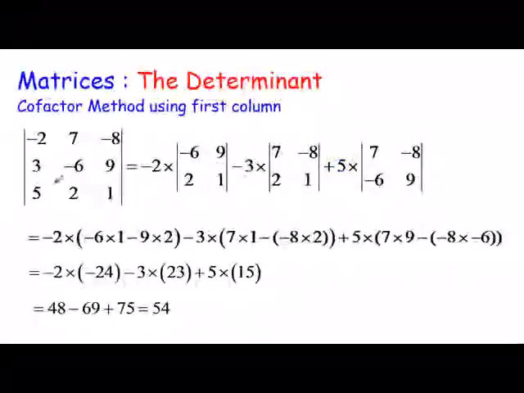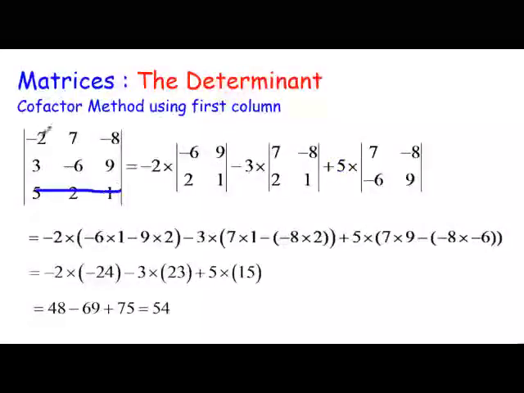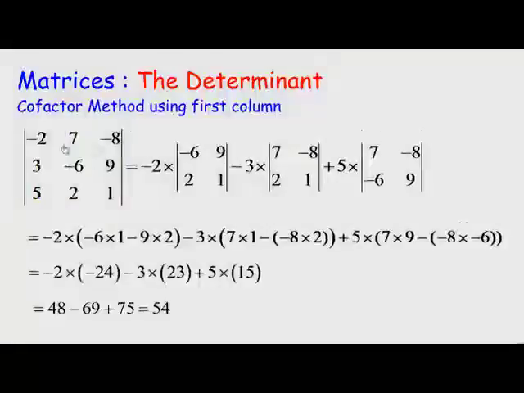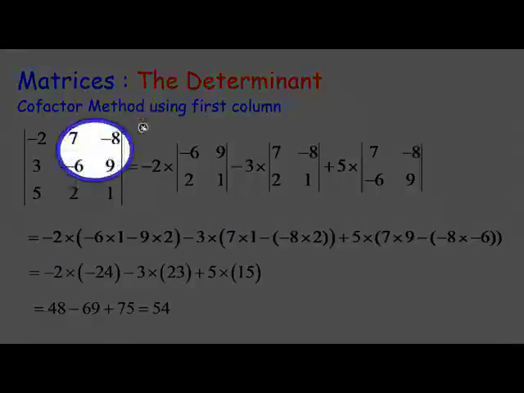Let's have a quick look. Cross out the 5. Here we go, and we're left with this cofactor matrix here.